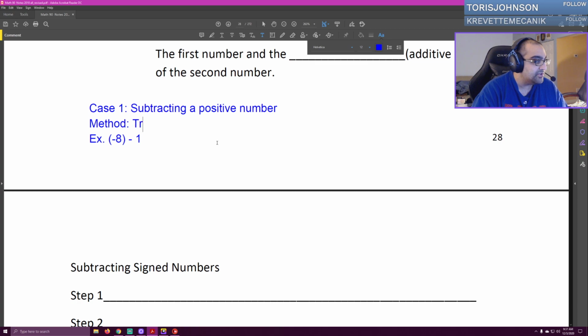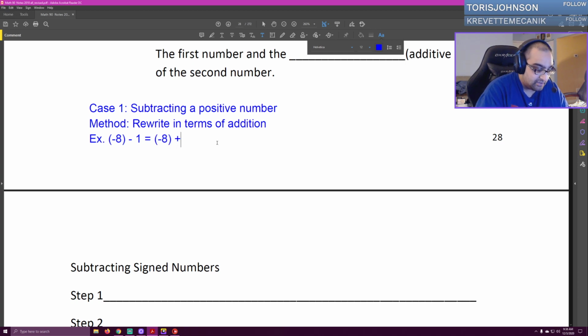So the key here in this case is, what's the method? The method here is to rewrite in terms of addition. This is going to be the big key anyway. If I took -8 minus 1, I could rewrite that as -8 plus -1. So if you were comfortable with this, this is the end of section 9.2.